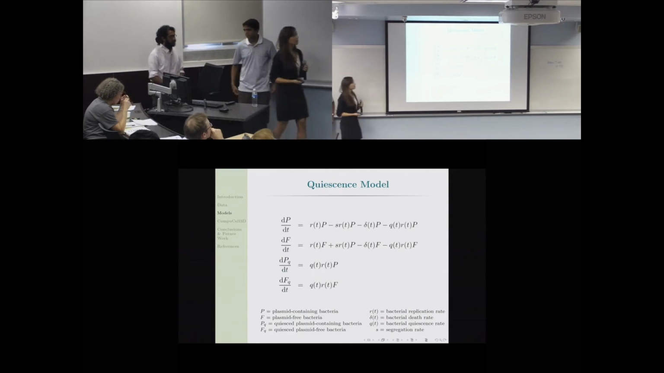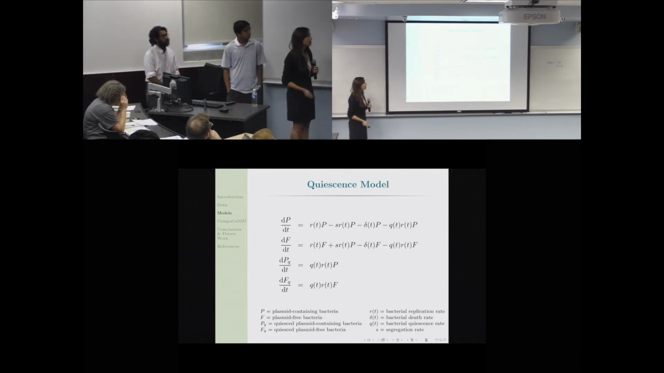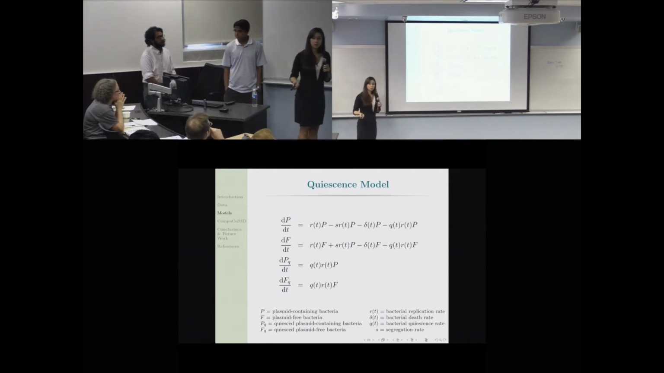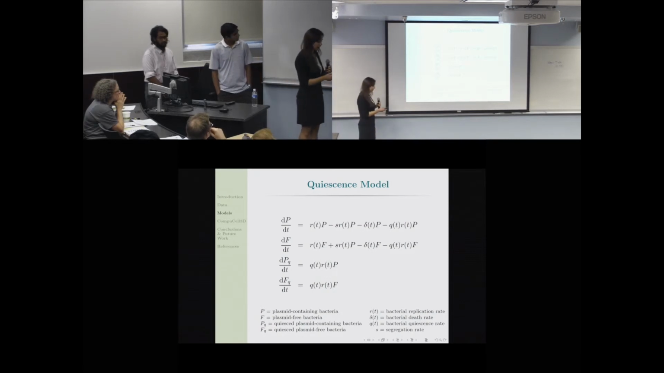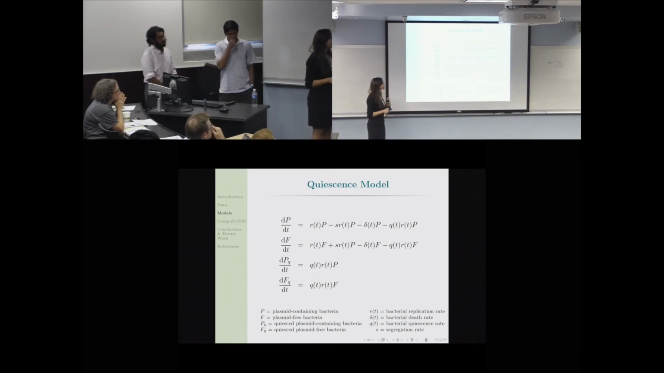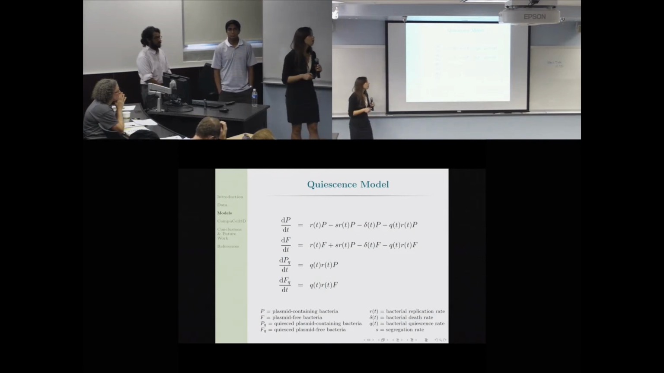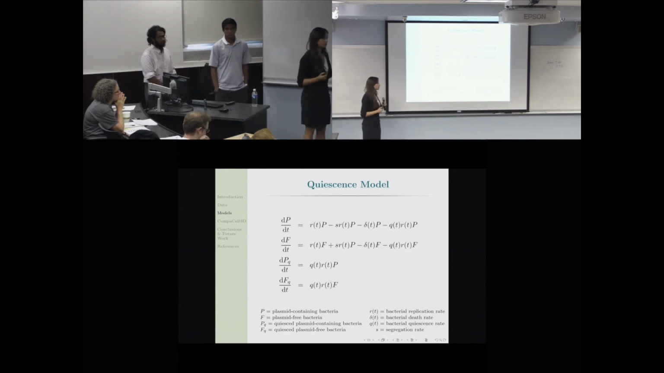Okay, so the next type of model that we're going to discuss is the quiescence model. And as you can see, the equations look very similar to the general model that we were just talking about. However, the difference here is that we have 2 new compartments, PQ and FQ, which are going to represent the plasmid-containing bacteria once they quiesce or go into dormancy, and the plasmid-free bacteria once they quiesce.